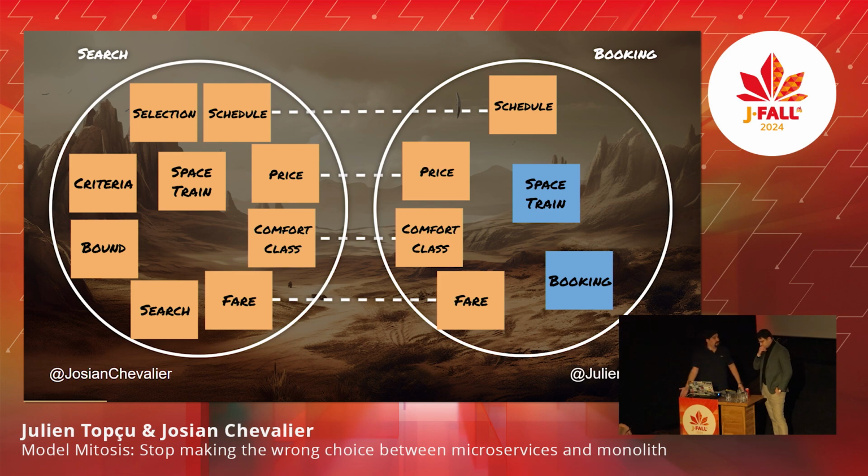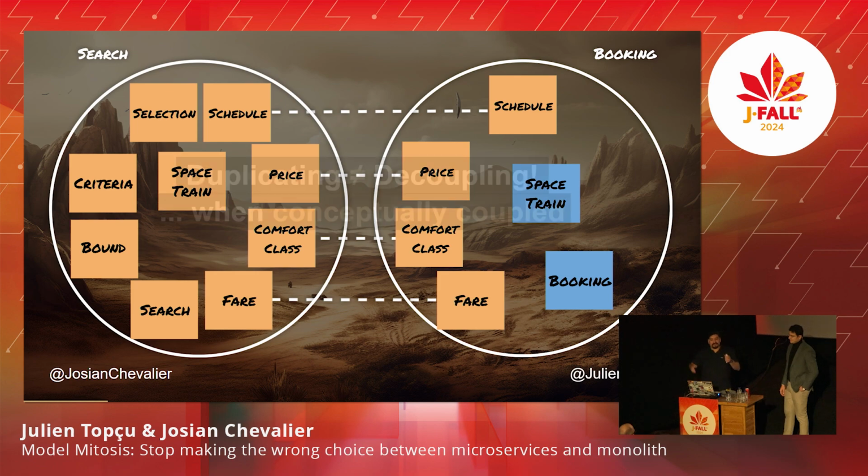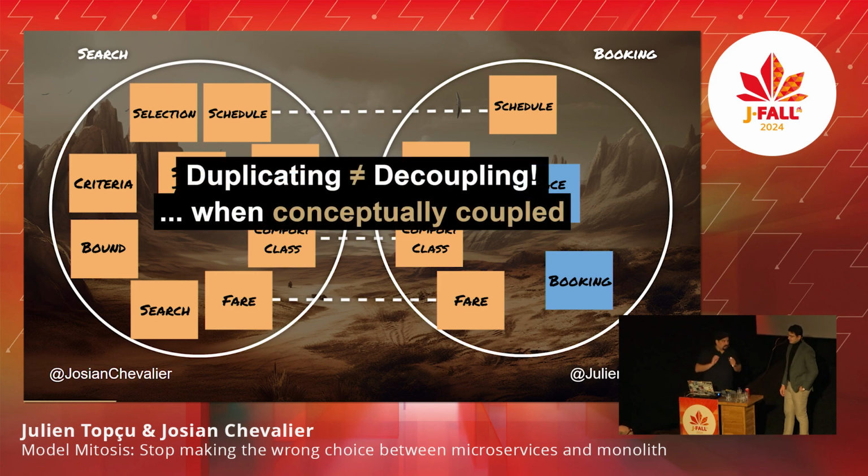Because in our case, schedule, price, comfort, class, and fares are exactly the same. So you cannot be sure in the future you won't have to do some evolution on both sides for the same concept. For example, galactic time zones. You know it's a pain in the ass to implement, right? True, this one is complicated. Yeah, you don't want that to be done twice in the schedule of the search or in the schedule of the booking. Because duplicating does not necessarily mean decoupling when the things are conceptually coupled, like here.